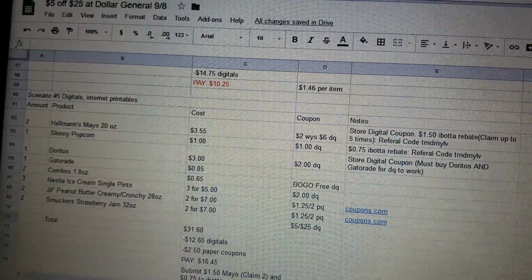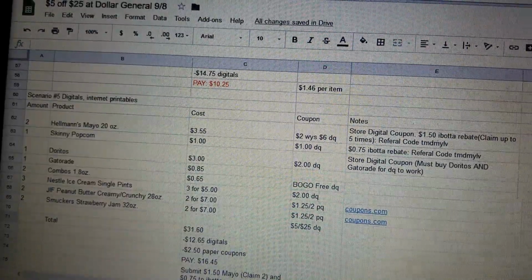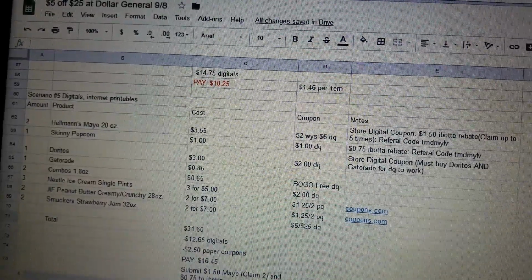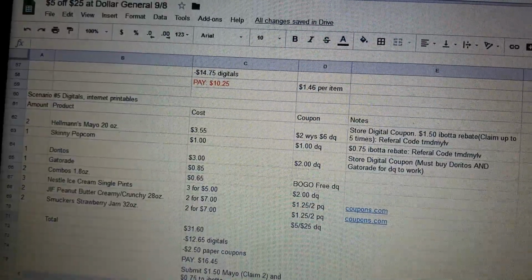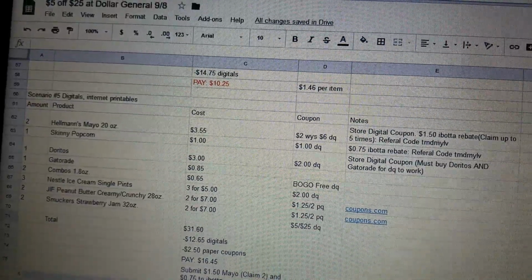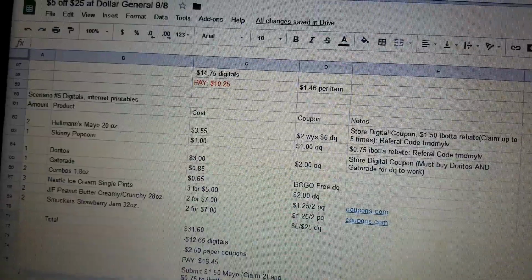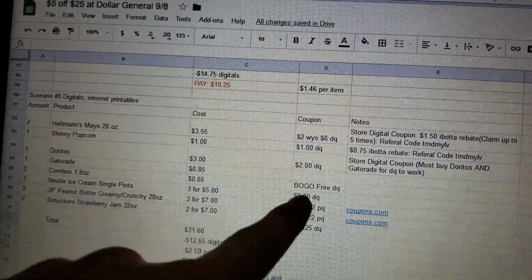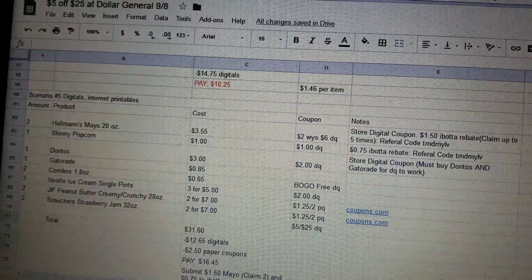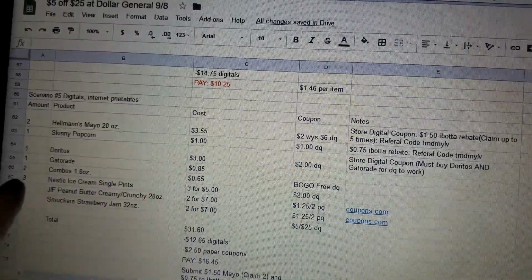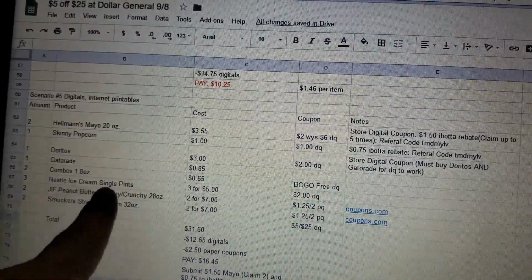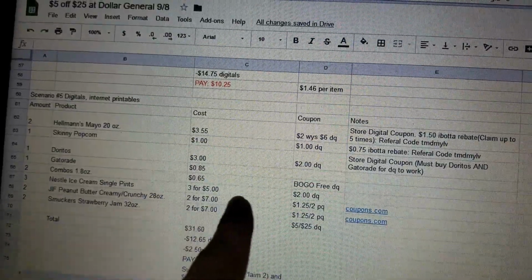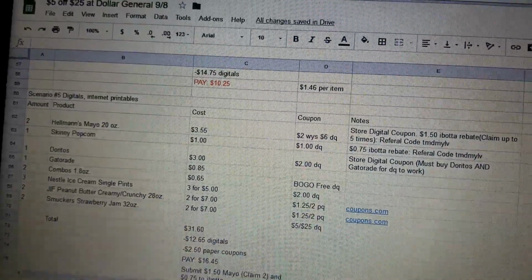Then you're gonna grab one of the Gatorade. It's 85 cents, and of course, it's working in tandem with the digital I just mentioned. Then you're grabbing two of the Combos packs, the 1.8 ounces. They are 65 cents each, and we have a buy one, get one free digital that just came out. Then you're grabbing three of the Nestle Ice Cream Single Pints. They are three for $5. We have a $2 digital coupon.